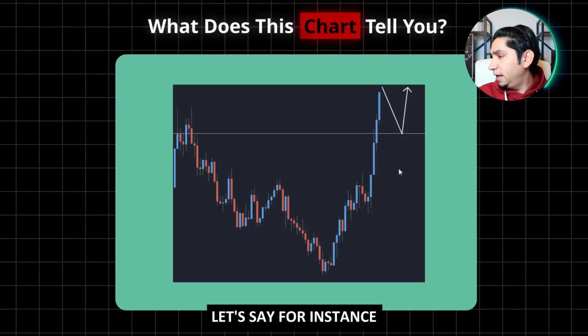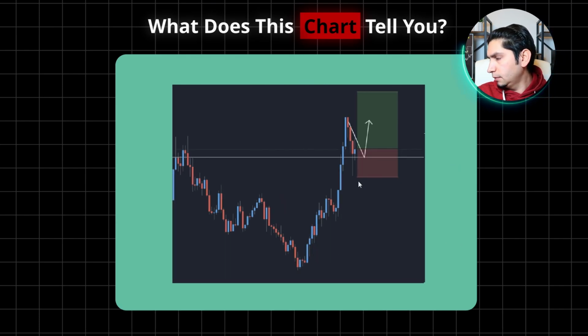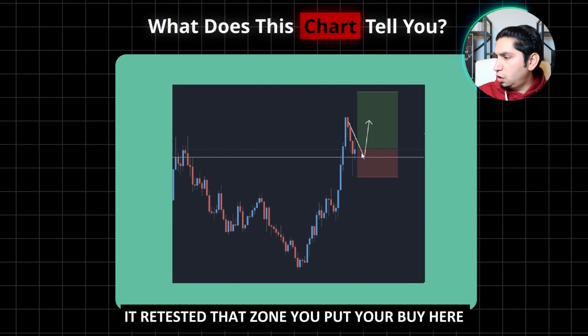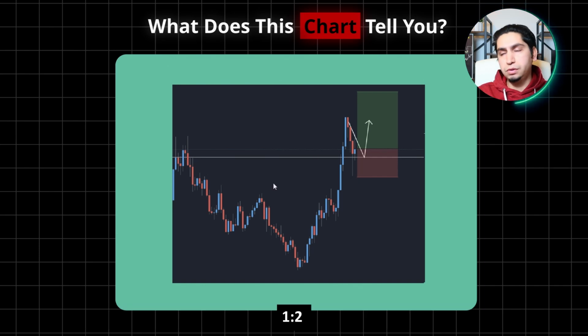Now, that's when this idea of candle closure comes into play. You have to wait for the candles to close to see what happens. Let's say, for instance, you put a buy limit here and stop loss somewhere here. Let's see what happens. So you can see price came down, it retested that zone. You put your buy here, stop loss just underneath that low, and you'll target a 1 to 2.